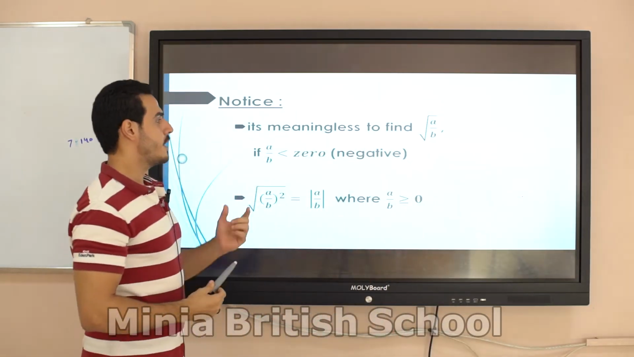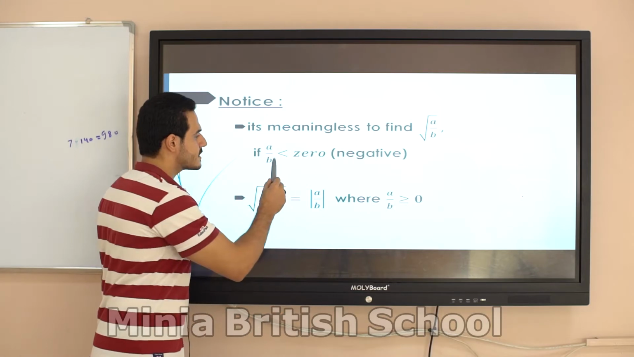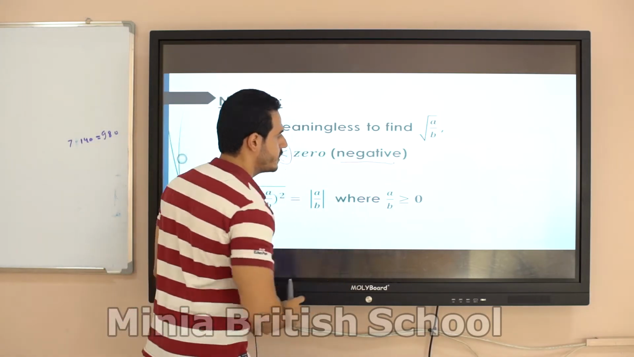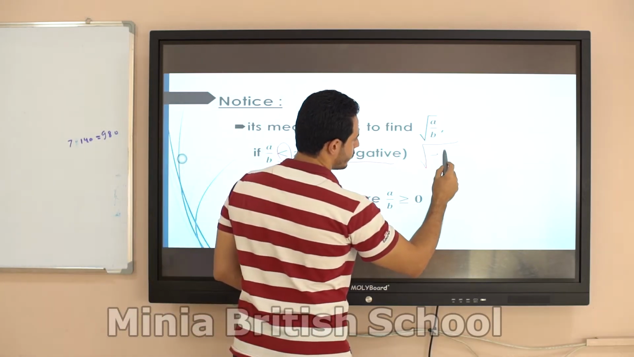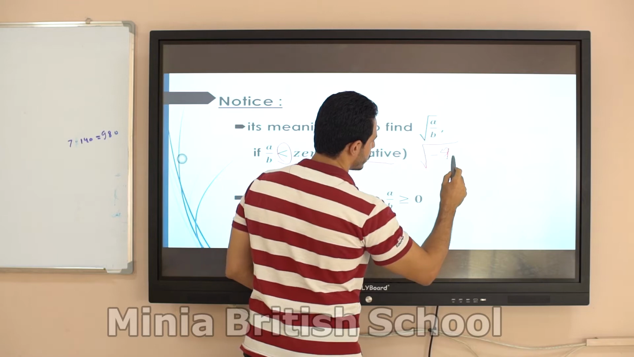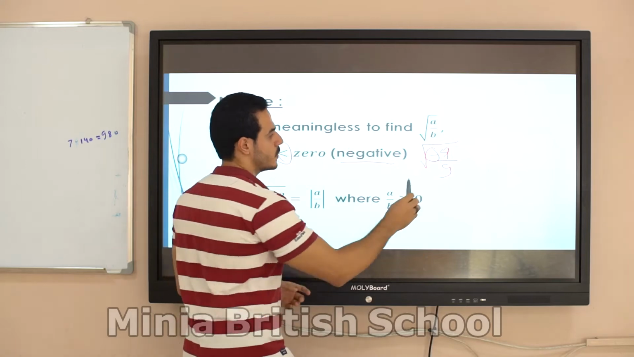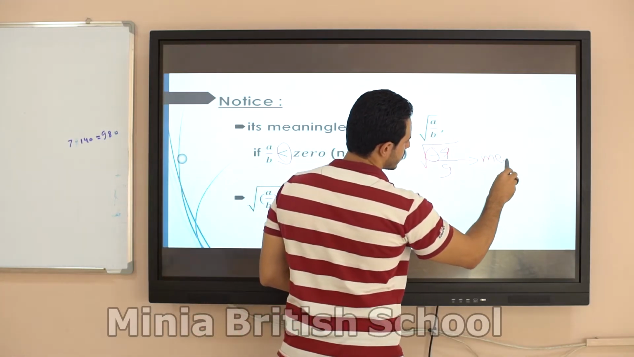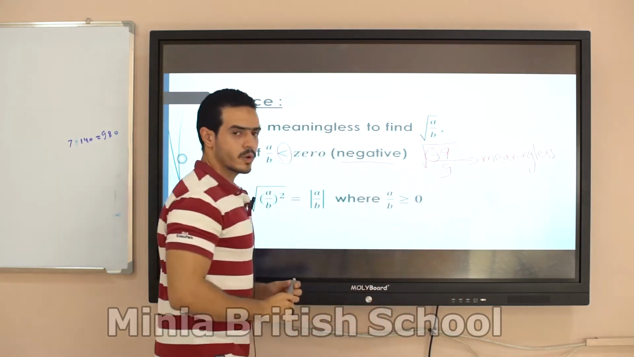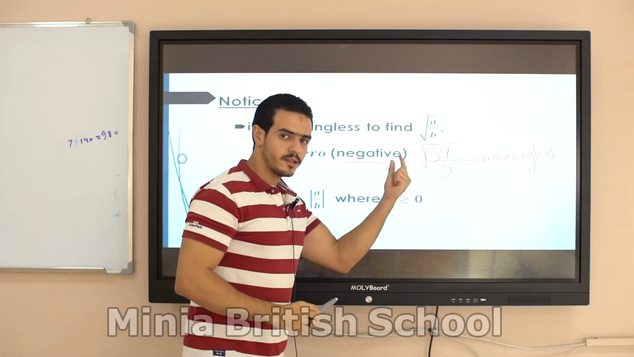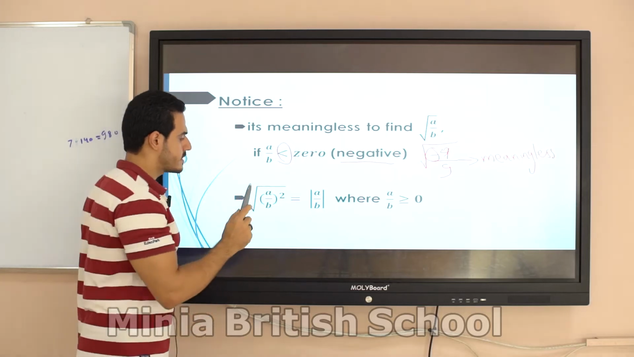Notice that it's meaningless to find the square root of a over b where a over b is less than 0. That means a over b is negative. Like what? Square root of negative 4 over 9. I can't find the square root of a negative number, so it's meaningless. Okay? I can't write a negative under the square root, except in this case.